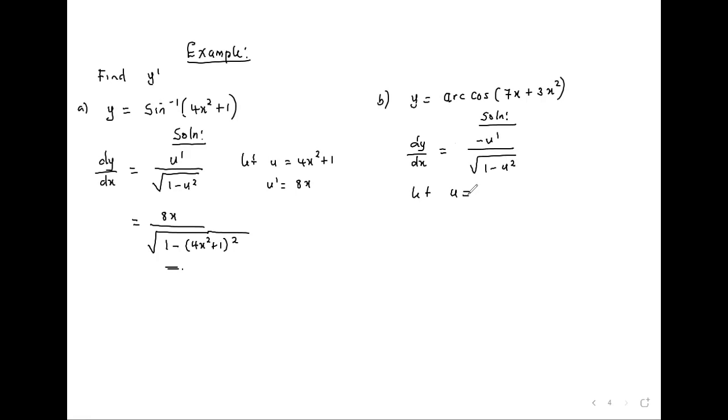So let u be 7x plus 3x squared. Let's just write u prime. U prime will be 7 plus 6x using power rule, of course. And then you say, okay, so my dy dx is as simple as negative 7 plus 6x over the square root of 1 minus 7x plus 3x squared, everything squared. We're done. Nothing complicated.